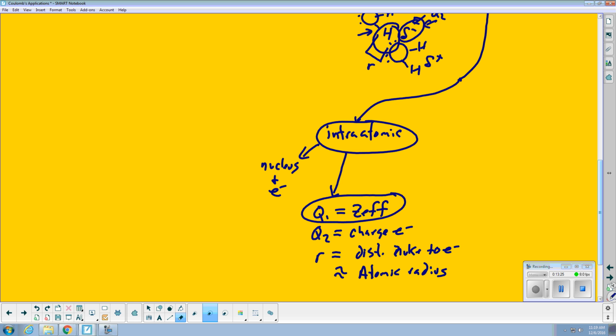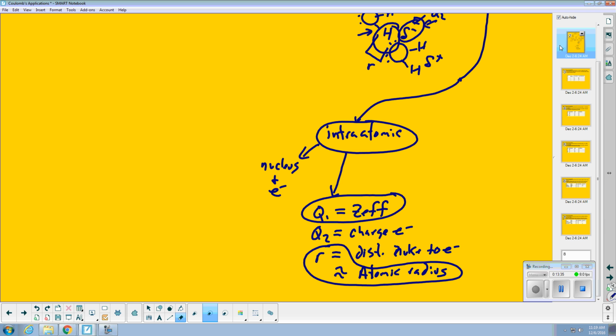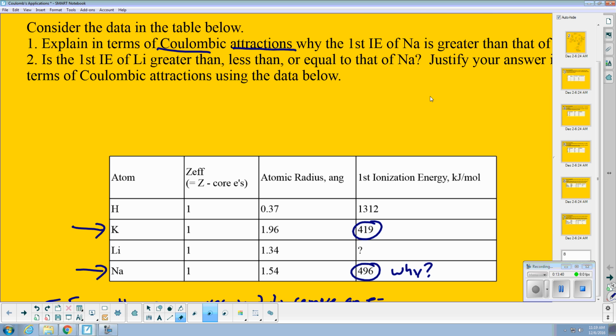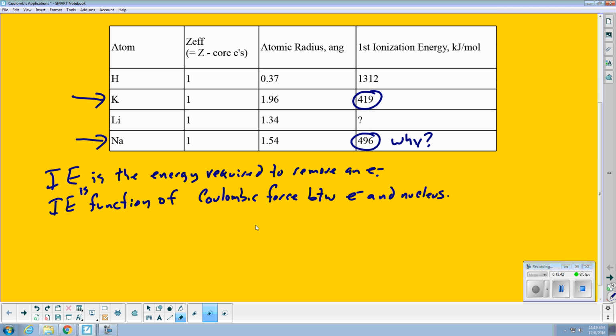So those are the key ideas. Q1 is my Z effective. R is my atomic radius. Okay, so now let's go back to the question. Maybe we have enough information now to answer that. Good. There we go. So ionization energy is a function of Coulombic forces between my electron and my nucleus. My Z effective can be considered my Q1. My atomic radius is equal to my R.